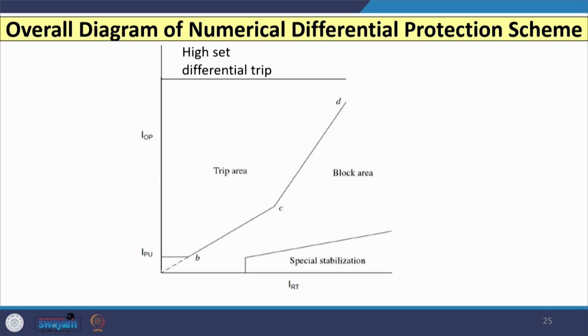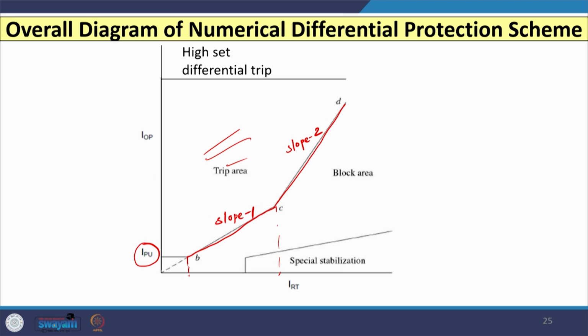So, if I consider the overall diagram of the digital differential relay which is used for the application of power transformer, then you can see the important point is the first setting, the IPU setting, which is considered as the base threshold. Then you have the first slope, slope 1, and then the second slope. Again these values are on the restraining side axis, and this is your tripping area and this is your blocking area.